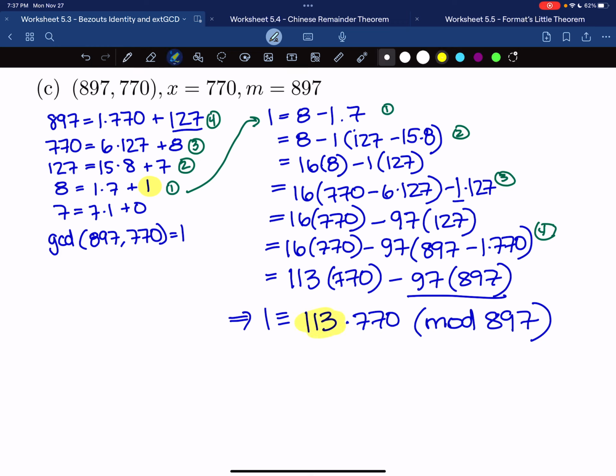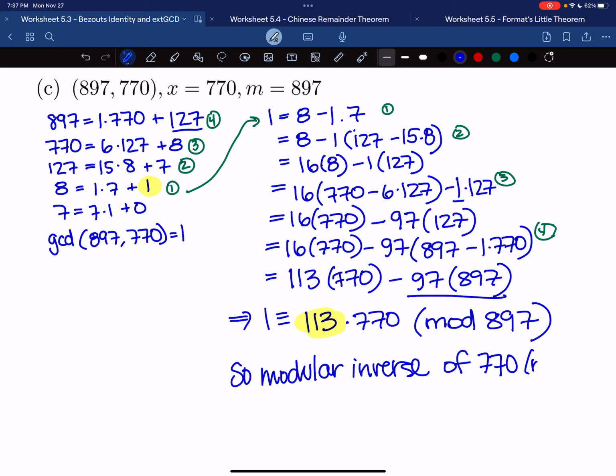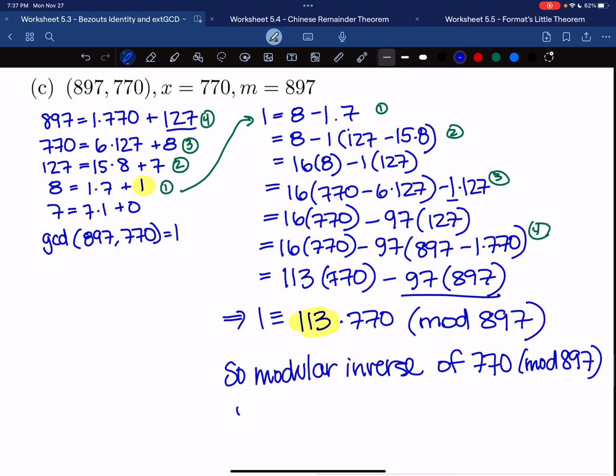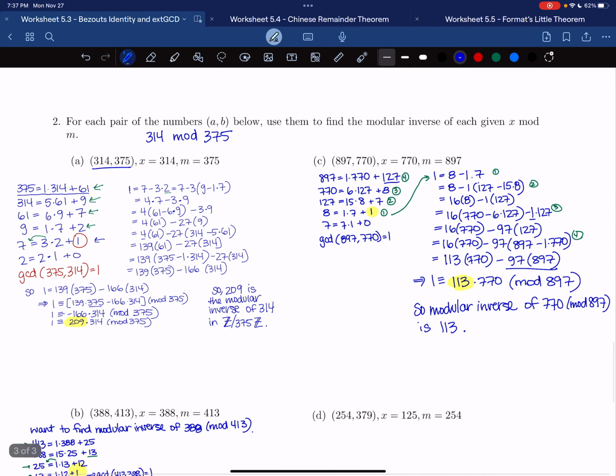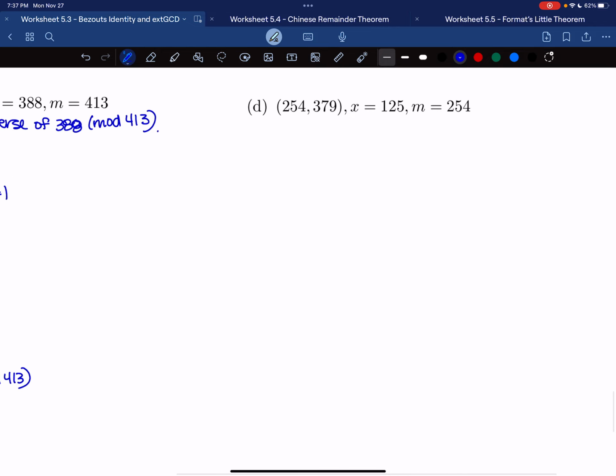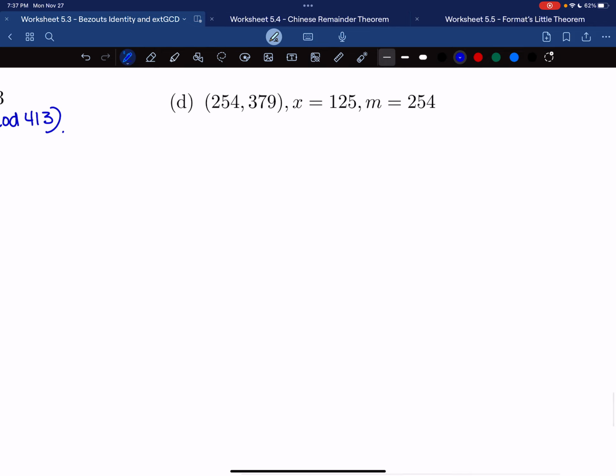And this value is in the right range. It's between 0 and 896. And so I can stop. So the modular inverse of 770 mod 897 is 113. Done. Okay. Last but not least is this last one.